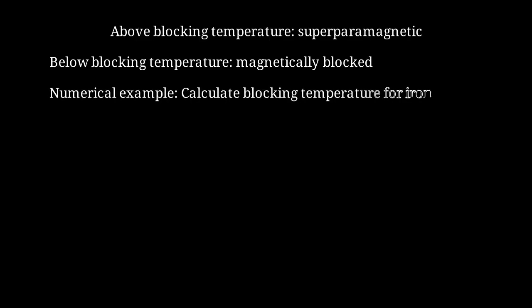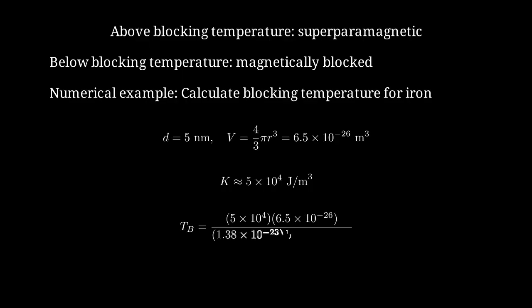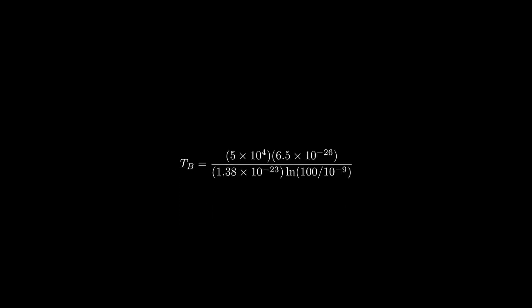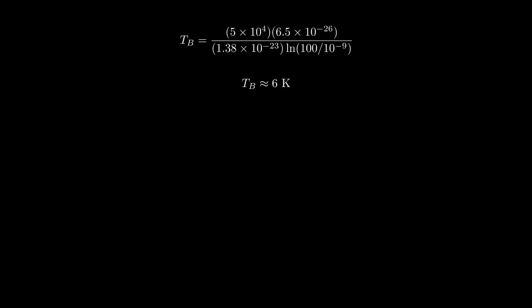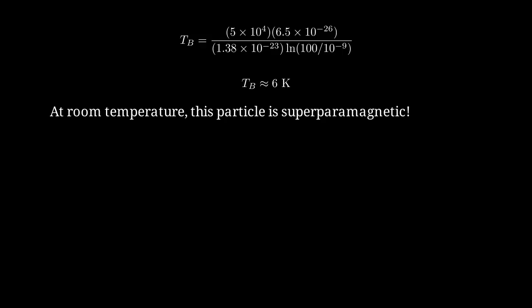Let's calculate the blocking temperature for a spherical iron nanoparticle. For a 5 nanometer diameter sphere, the volume is about 6.5 times 10 to the minus 26 cubic meters. Using the same anisotropy constant of 5 times 10 to the 4th joules per cubic meter, and plugging into the formula with a typical measurement time of 100 seconds, we get a blocking temperature of approximately 6 Kelvin. Since room temperature is about 300 Kelvin, this 5 nanometer iron particle is definitely superparamagnetic at room temperature.